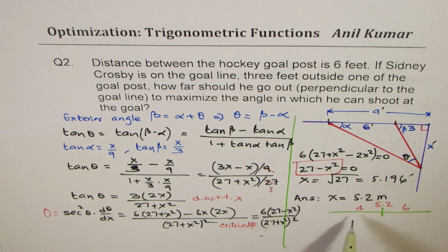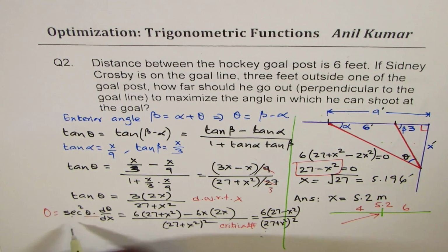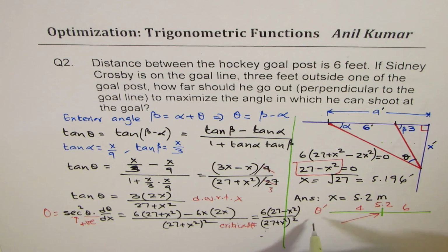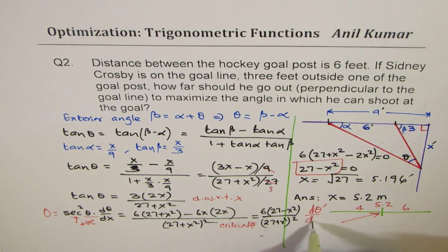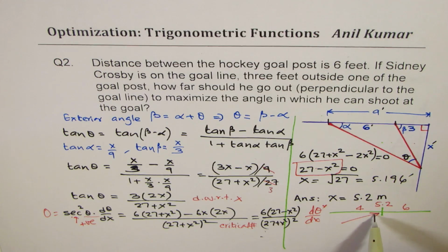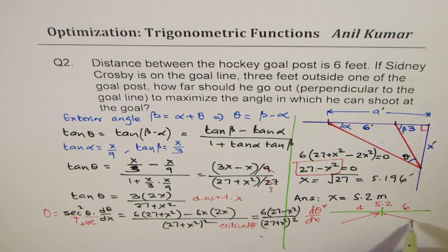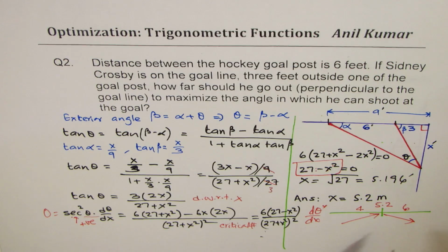So if I substitute the value 4, I get positive. Do you see? This is positive. So we are analyzing secant square theta. Secant square theta is always positive. Perfect. And we are analyzing d theta dx. So if I substitute 4 here for x, I get a positive value. And if I substitute 6, then x squared is 36. You'll get a negative value. Right. So analyzing the first derivative, we can ensure that this value will give us a maximum angle. That's the important part, right? Okay. So I hope that's absolutely clear.